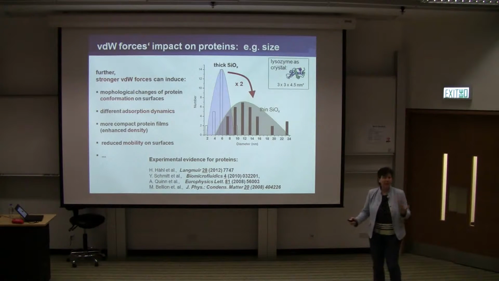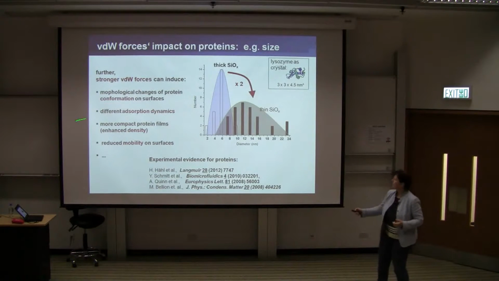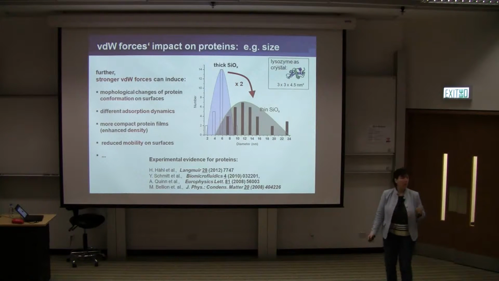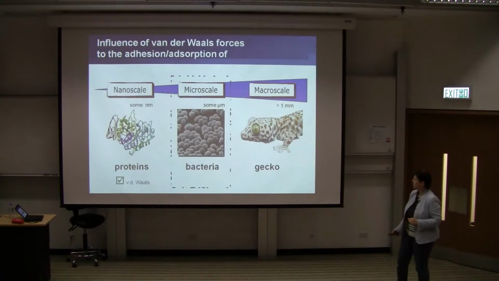So different adsorption dynamics can be faster, can be slower, depends on the protein. We typically get more compact protein films if we face stronger van der Waals forces, meaning we get an enhanced density. And we can also record a reduced mobility of proteins on surfaces. So they just come to the surface and stay where they are, whereas on surfaces where the attracting forces are not so strong, they're still mobile and find their preferred place.